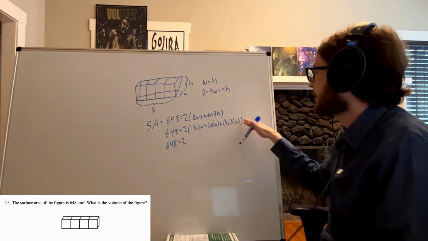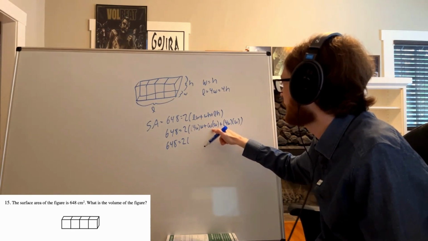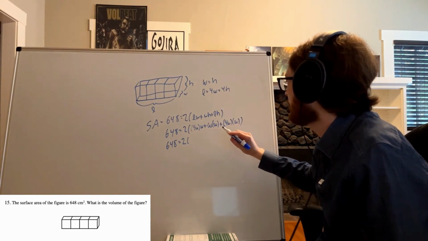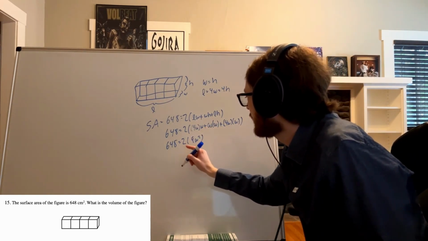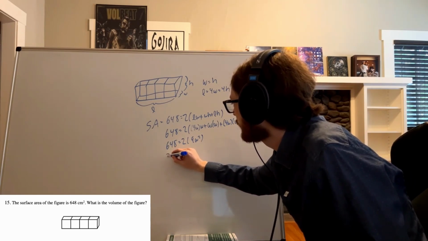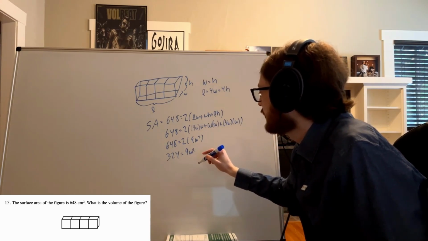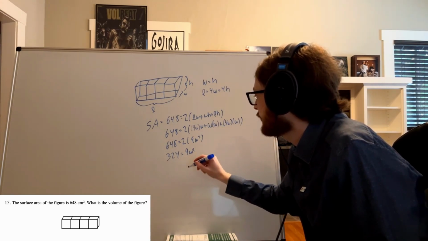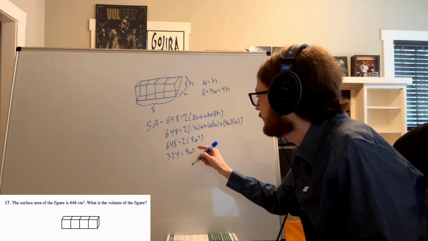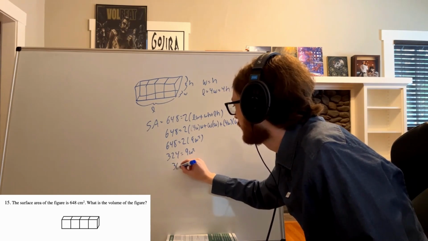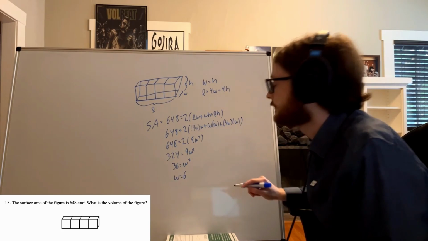So everything is now in terms of w, so let's combine everything on the inside. 4w squared plus w squared is 5w squared, plus 4w squared again is 9w squared. Divide each side by 2. 324 is equal to 9w squared. Divide it by 9. Is that going to give us a clean number? 36. Good. Clean numbers. Take the square root of each side and we get w equals 6.